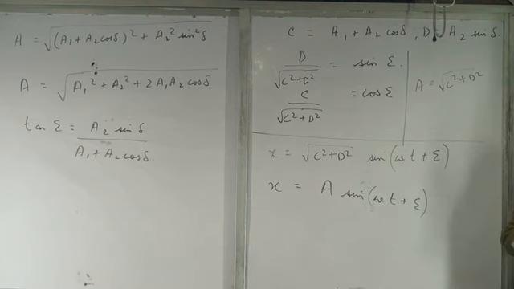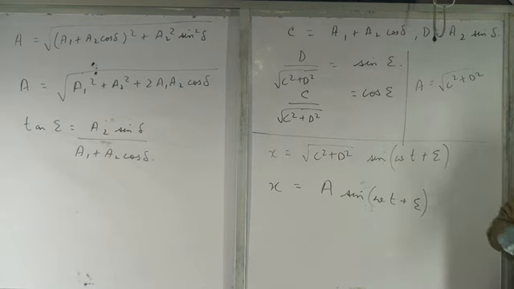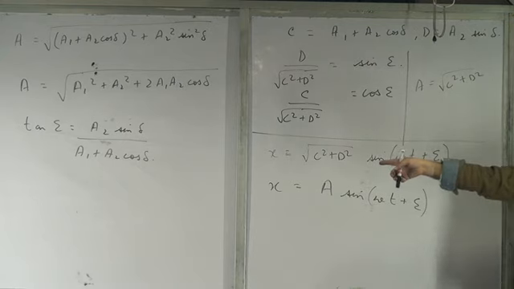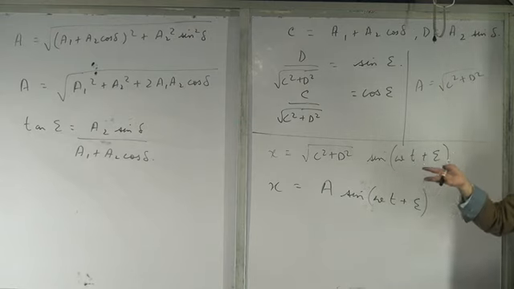Alright, suppose you are going to add three SHMs. Now you have A1 sin omega t plus A2 sin(omega t plus delta 1) plus A3 sin(omega t plus delta 2). Alright, you have to combine these three equations. It's going to be very difficult to combine those three equations. If I had two sine terms, it took three boards. If I have three sine terms, I don't know how many boards it will take. Anyway, it's doable, but it's going to be very rigorous.